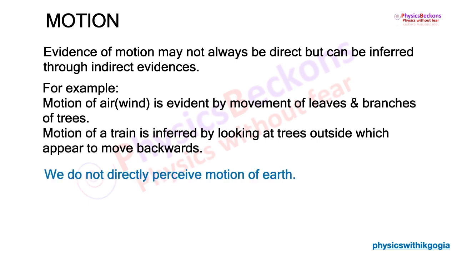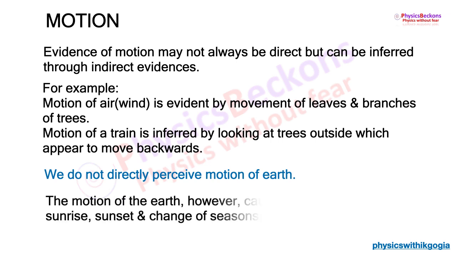We similarly cannot directly perceive motion of Earth. We know Earth has two different types of motions. It rotates about its axis and also revolves around the sun. The motion about the axis causes sunrise, sunset, that is day and night, whereas the revolution around sun causes the change in seasons.